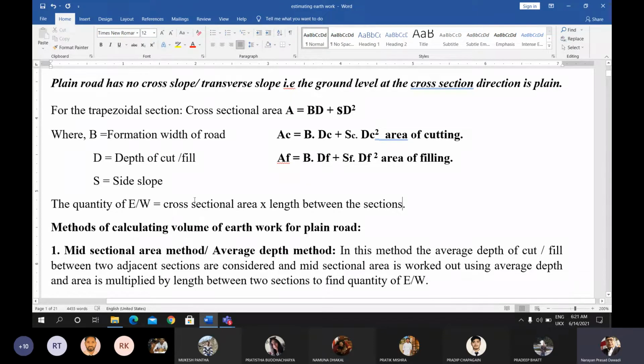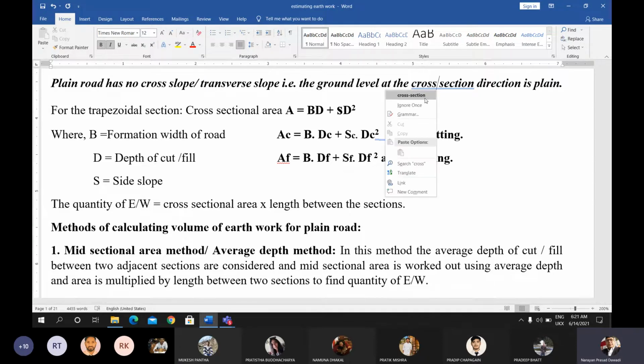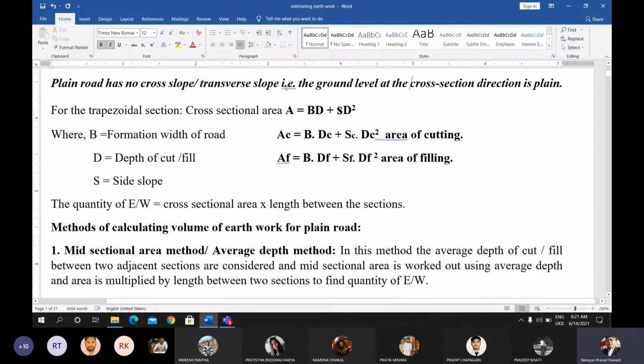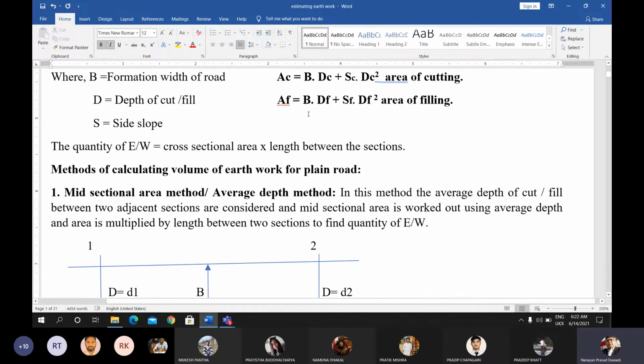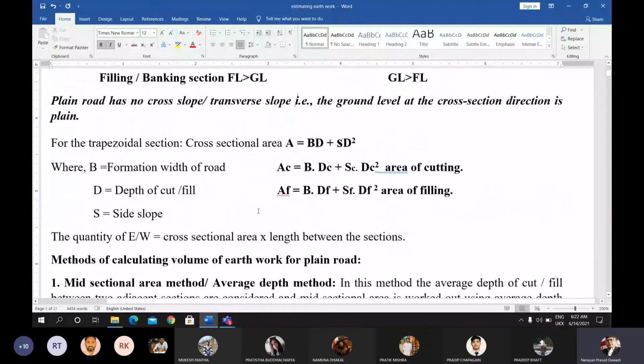Cross-sectional area into length between the sections gives you the volume of the earth. The area is in square meters and the length is in meters. After multiplying these, you get the quantity of earth, which is the volume of earth in cubic meters. You know that earth is measured in cubic meters. So first determine the cross-sectional area, then multiply it by the length between the sections, and you will get the quantity of earth. This is the simple thing.